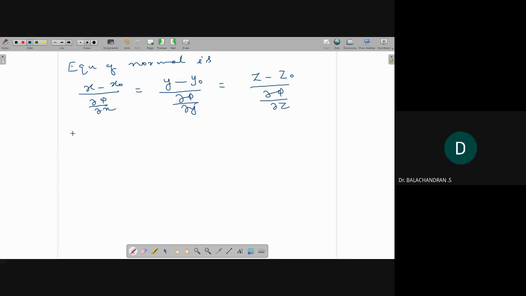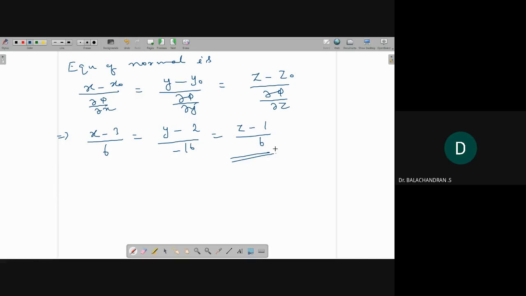Thank you, Rishida. So this implies we have x minus x naught is 3, dou phi by dou x is 6, y minus y naught is 2, dou phi by dou y is minus 16, z minus z naught is 1, this is 6. This is the final answer.